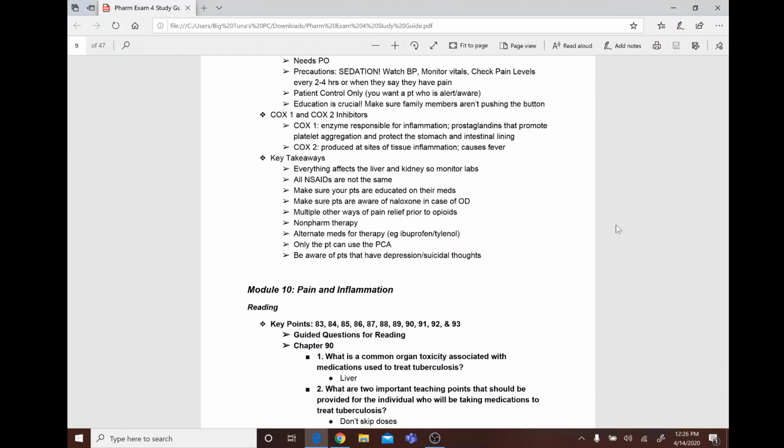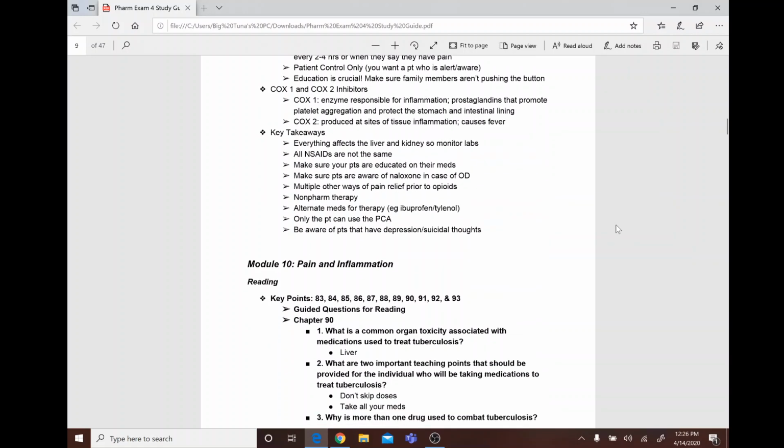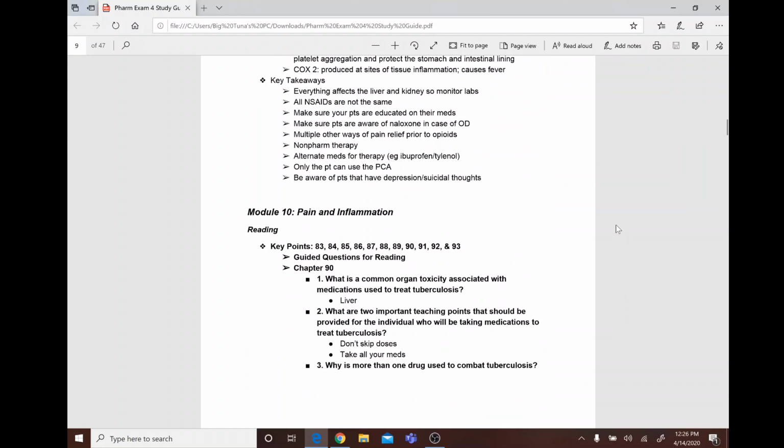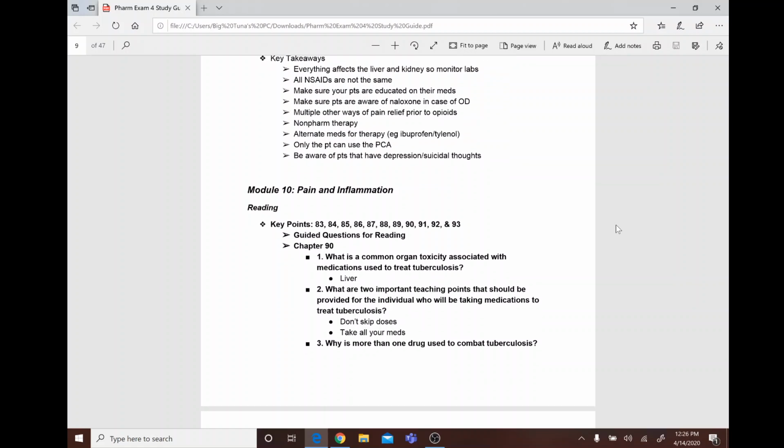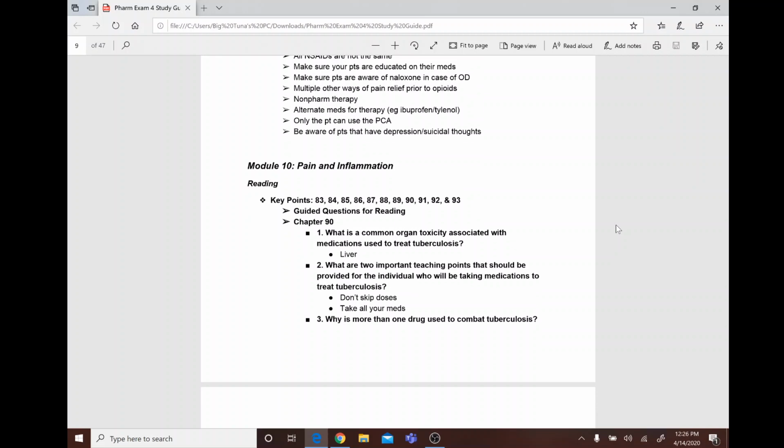All NSAIDs are not the same. Make sure your patients are educated on their meds. Make sure patients are aware of naloxone in case of overdose. Multiple other ways of pain relief prior to opioids, non-pharm therapy things, alternate meds for therapy. Only patient can use PCA. Be aware of patients that have depression and suicidal thoughts.